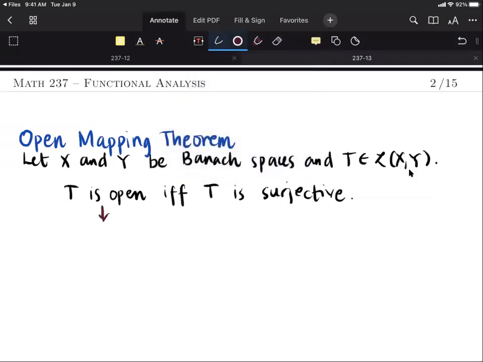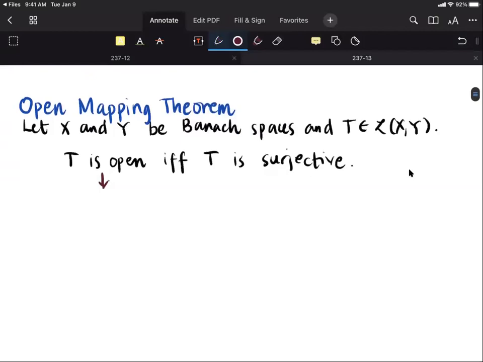And by the way, what do we mean by an open map? That is, if I have a set O in X which is open, then the image is open in Y. So an open map is a mapping that sends open sets in the domain to open sets in the codomain.